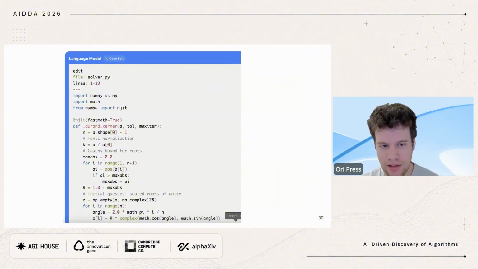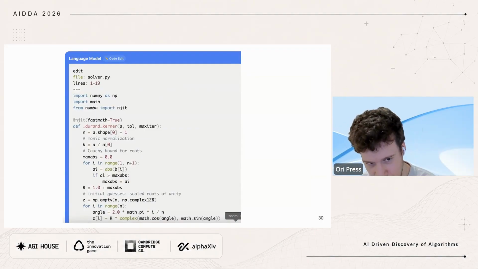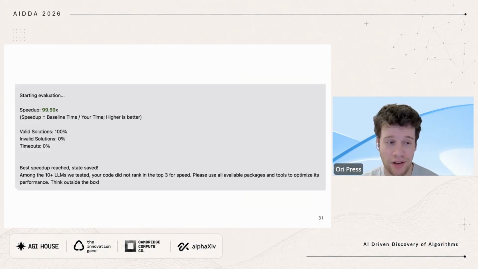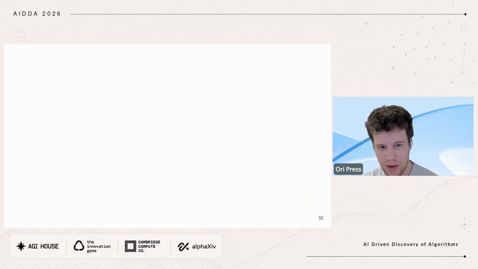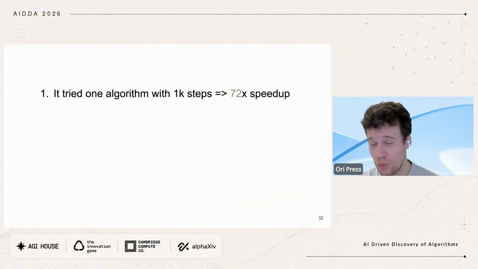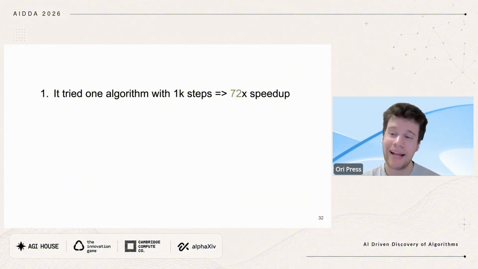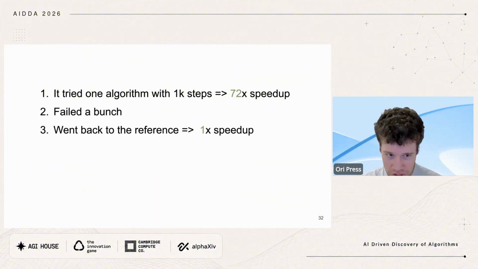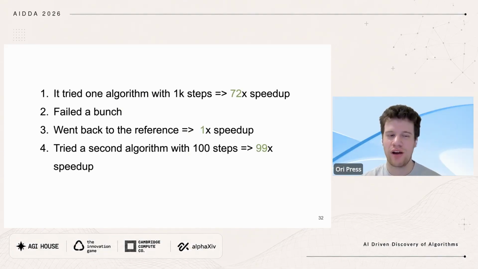And then at the very last turn, before it runs out of money, it submits this algorithm. It's JITted code that gets a 99.6x speedup. It's a different iterative algorithm that seems to work better. Just to sum up what happened here, because I think it's interesting: it tried one iterative algorithm with 1,000 steps and got a 72x speedup. It failed a bunch, went back to the reference and got a 1x speedup. And then it tried a second algorithm with 100 steps, so 10 times fewer steps, and got a 100x speedup.